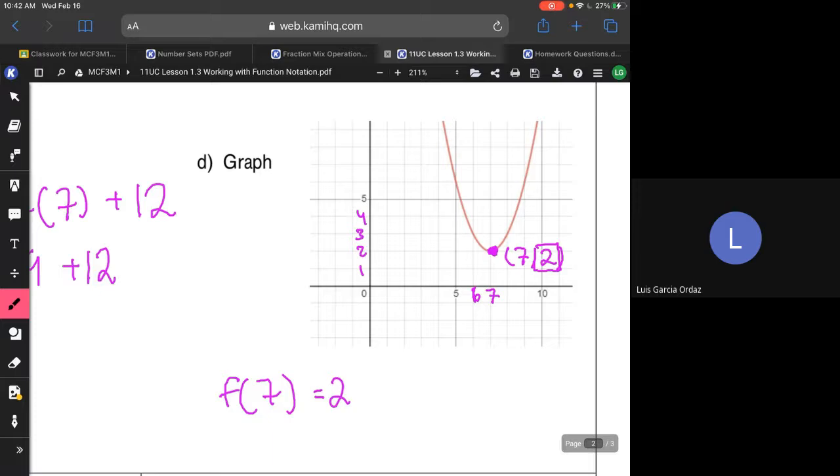So everyone understand this so far? Is this easier than the stuff we've done before? Okay.